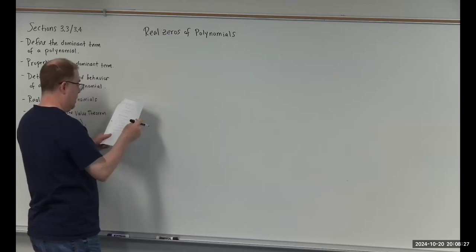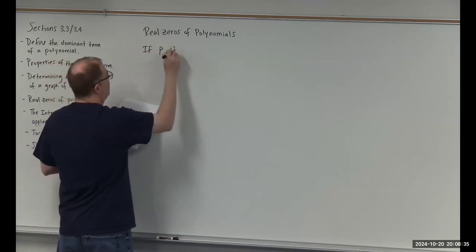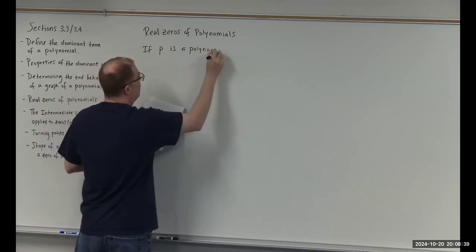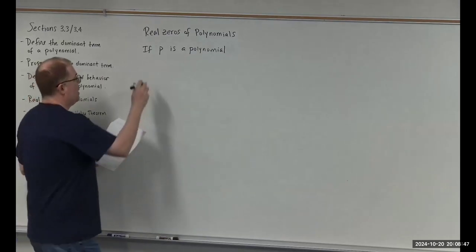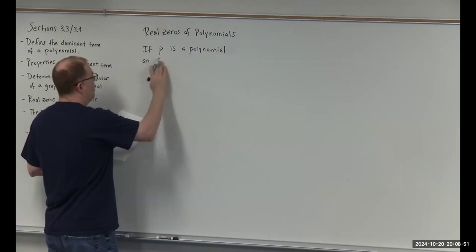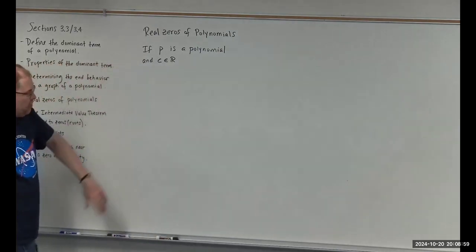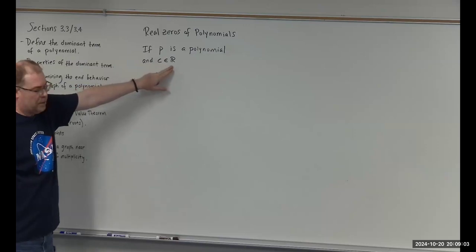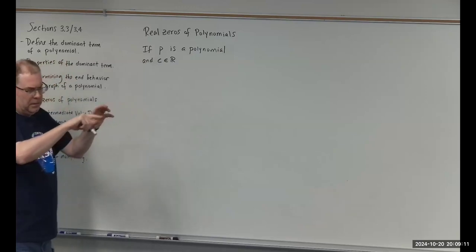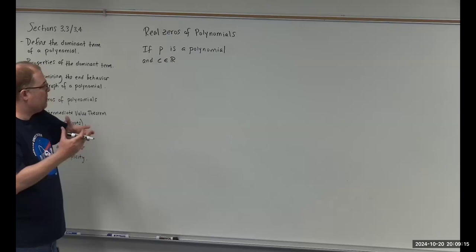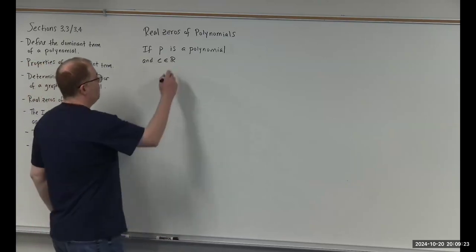All right, so we're going to let P, or we should say, if P is a polynomial, we're going to denote P as a polynomial. I might as well introduce this. This just says that C is an element of the set of real numbers. This R, sometimes you see it boldface in math books, sometimes it's in italics. So it just means that C, whatever that is, is in the collection of real numbers. That's what this statement means. So C is just a real number.